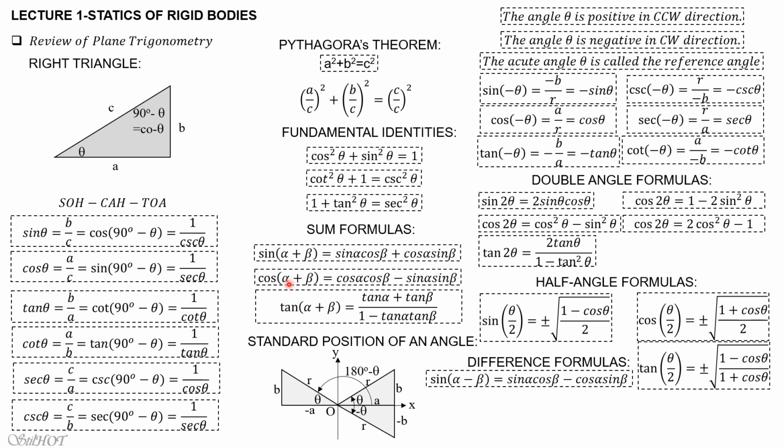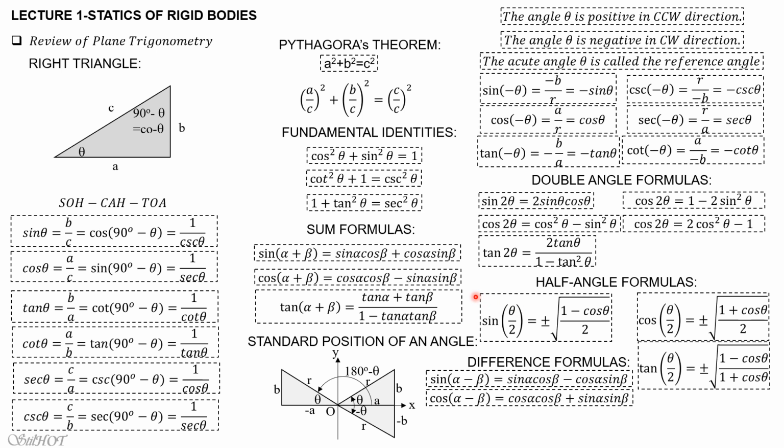Similarly, for cosine, we replace beta by negative beta, and cosine of negative beta remains cosine of positive beta. Then this sine of beta here becomes sine of negative beta, so negative sine beta times negative, so positive. So cosine of alpha plus beta becomes cosine alpha cosine beta plus sine alpha sine beta.